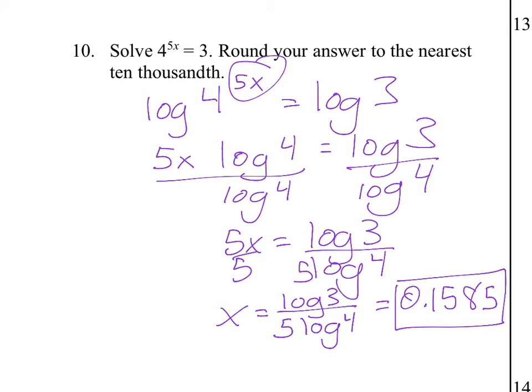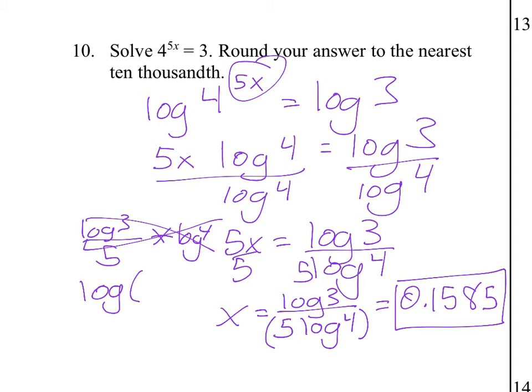What I was saying is if I don't put this in parentheses when I plug it into my calculator, what I'll end up getting is log 3 over 5, and then all of that times log 4. No, that is not what I want. Okay, so what you have in your calculator is log, it does this, then you do 3.